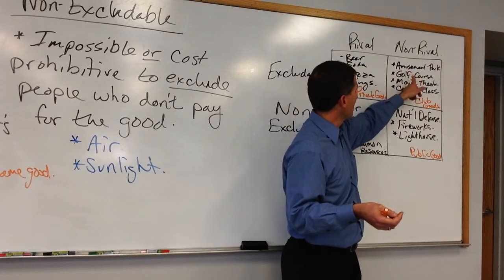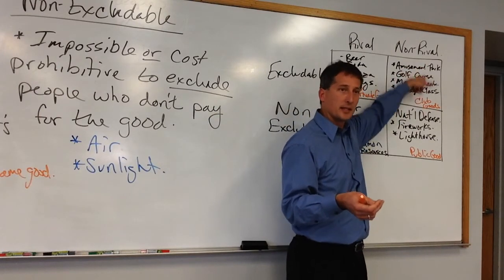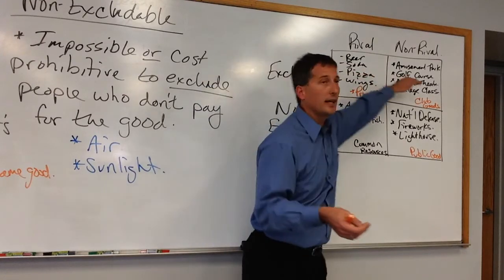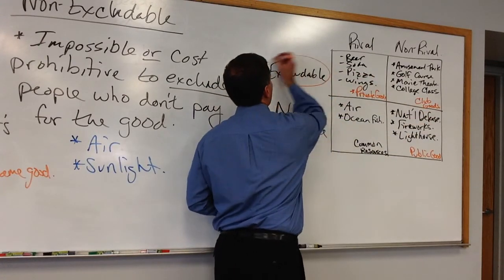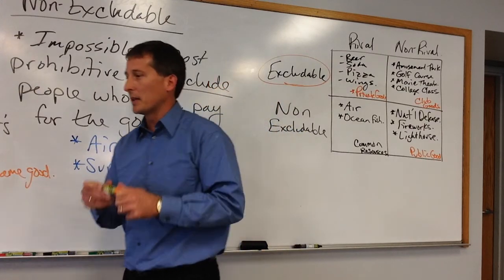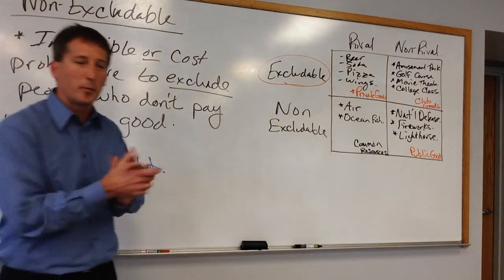So look, we got amusement park, golf course. These are all run by private businesses. These are all offered by private businesses. So the key thing we need is excludability for the marketplace to handle it. Otherwise, it might be a place for the government to step in. That's where we'll pick up next time.